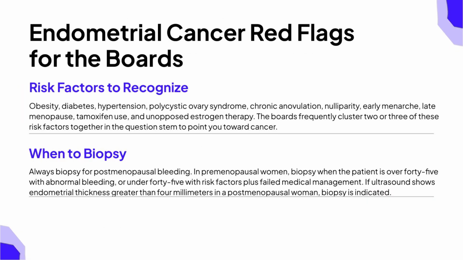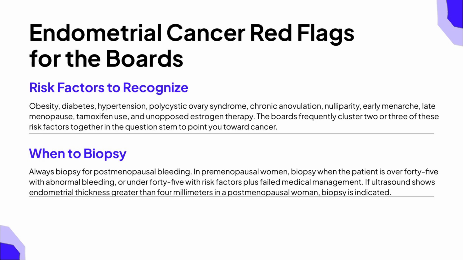Endometrial cancer is one of the most heavily tested topics within abnormal uterine bleeding. The risk factors you need to recognize include obesity, diabetes, hypertension, polycystic ovary syndrome, chronic anovulation, nulliparity, early menarche, late menopause, tamoxifen use, and unopposed estrogen. The boards will cluster several of these together in a stem.